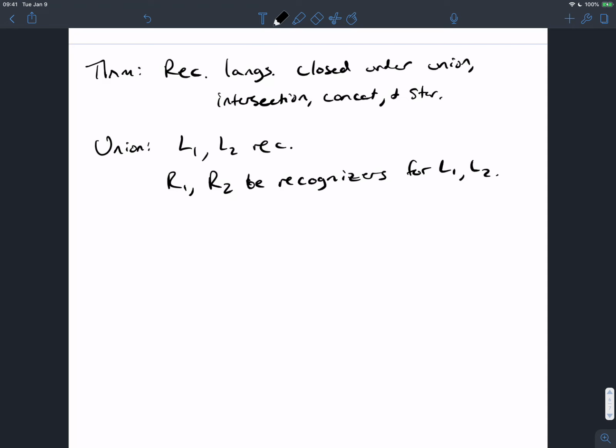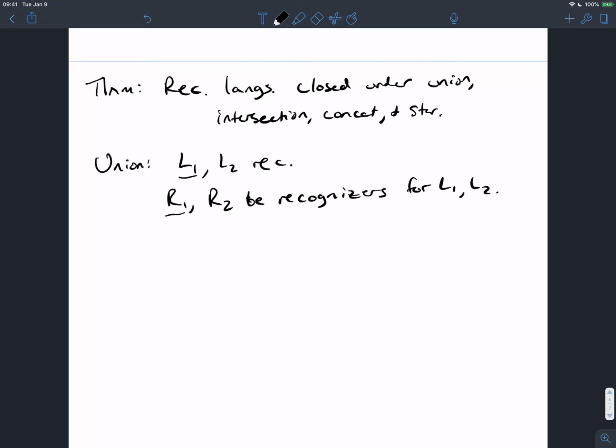It has to halt on what strings? The ones that are in the language, right? So if I happen to give you a string in L1, if I feed that string to R1, will it halt? Yes, because it's a recognizer. If I feed you a string in L1, R1 must say accept, which means it runs in a finite amount of time. If I give you a string not in L1, must R1 halt?